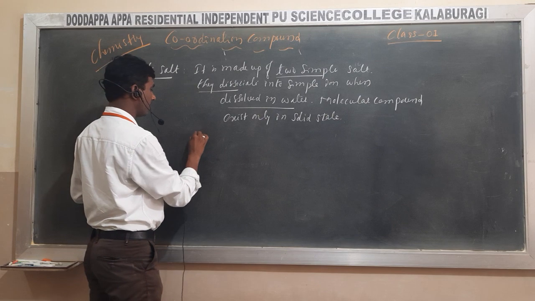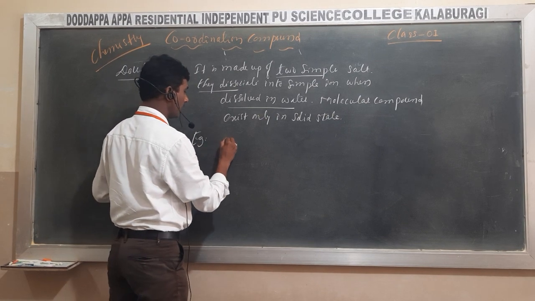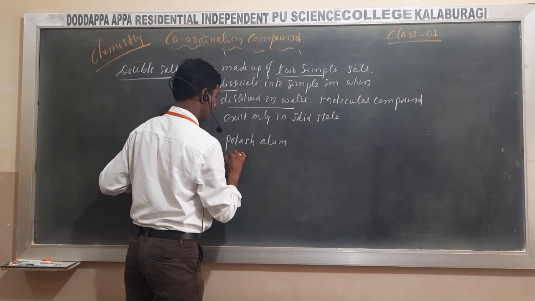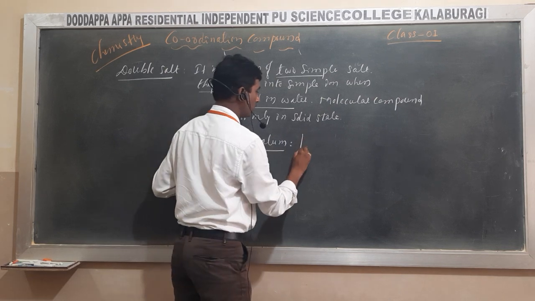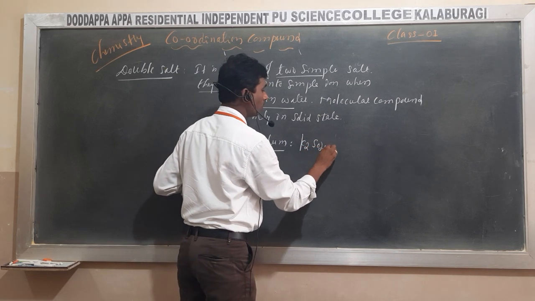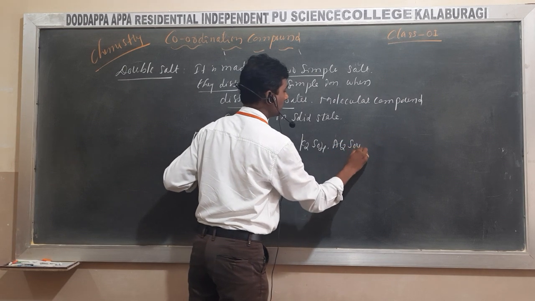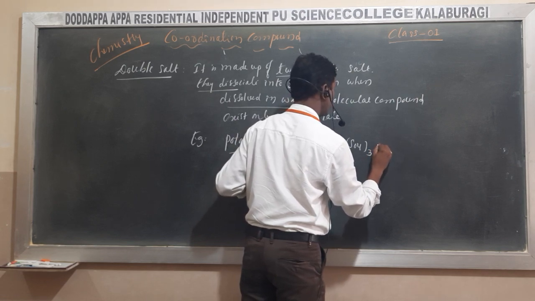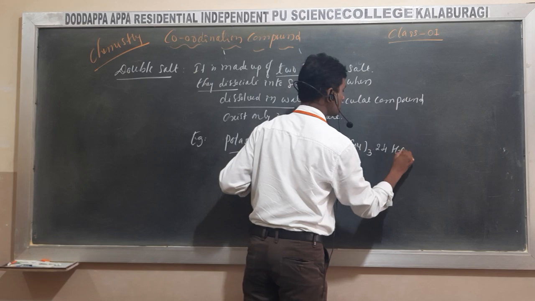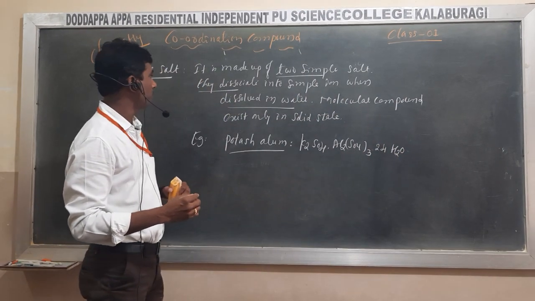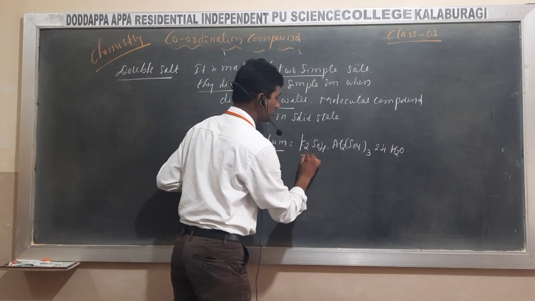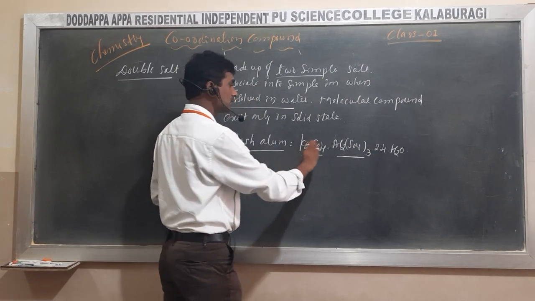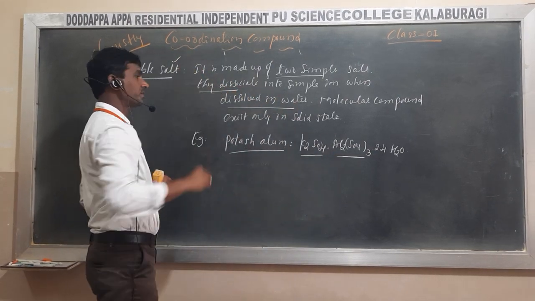For examples, one by one I can discuss. The first is potash alum. This is the double salt, potash alum. The formula of potash alum is K2SO4, Al2(SO4)3, 24H2O. So this is an example of a double salt. K2SO4 is one simple salt, Al2(SO4)3 is one simple salt. Simple salt plus simple salt is equal to double salt.